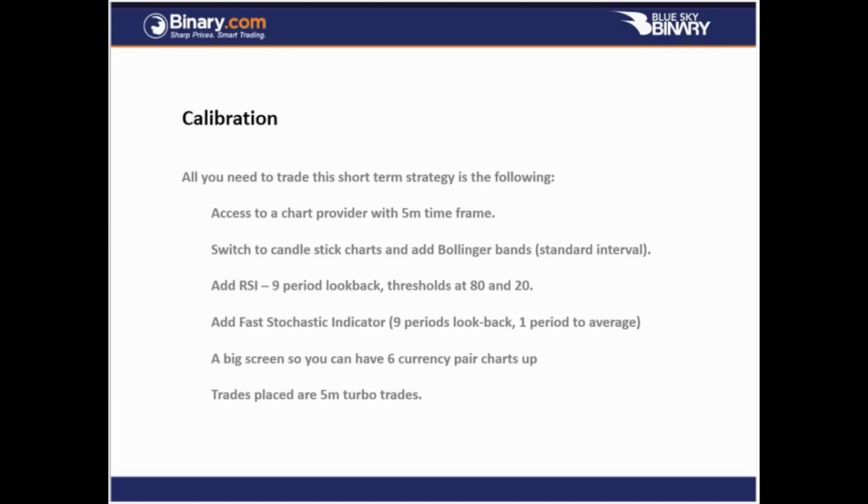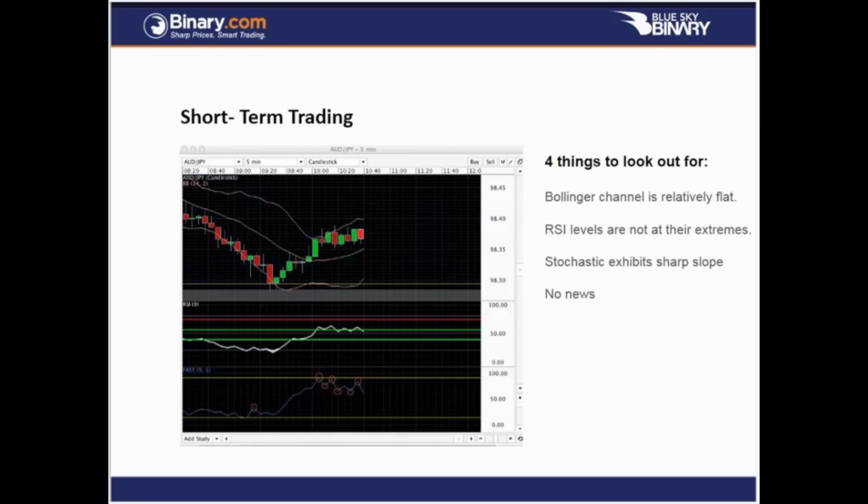You also need to have a very big screen so that you can have 6 currency pair charts up, so you are not wasting time going from one chart to the other, or having a small screen, or trading on your laptop. You need a very big screen, and this will actually help you when trading. And last but not least, all the trades placed should be 5-minute turbo trades. You're looking at a 5-minute chart, so you should be taking 5-minute expiries for this strategy.